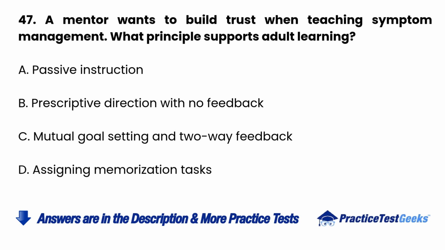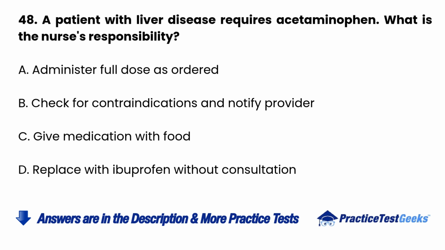47. A mentor wants to build trust when teaching symptom management. What principle supports adult learning? A. Passive instruction. B. Prescriptive direction with no feedback. C. Mutual goal setting and two-way feedback. D. Assigning memorization tasks.